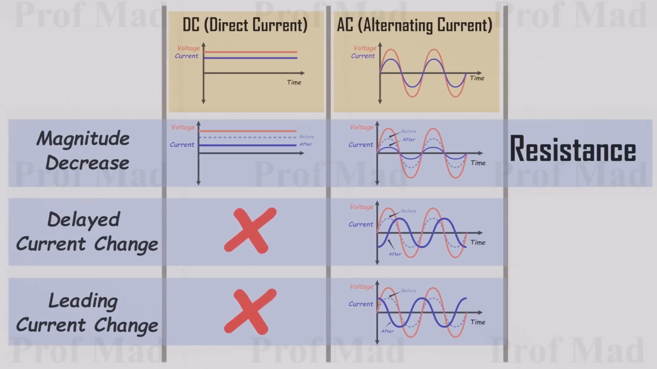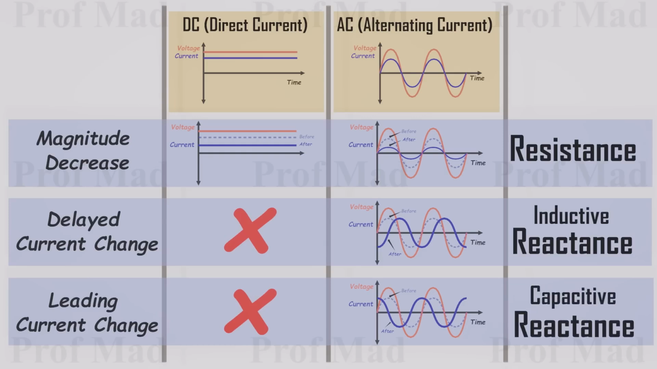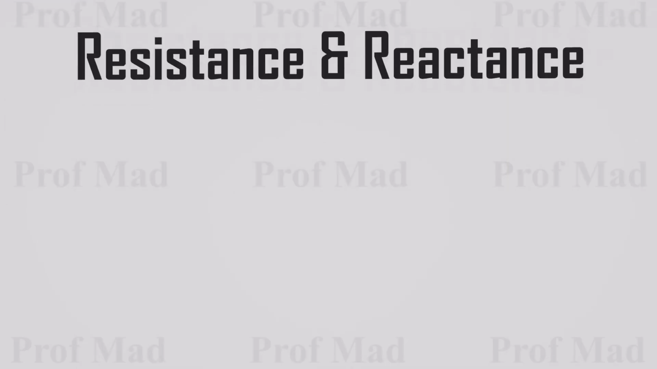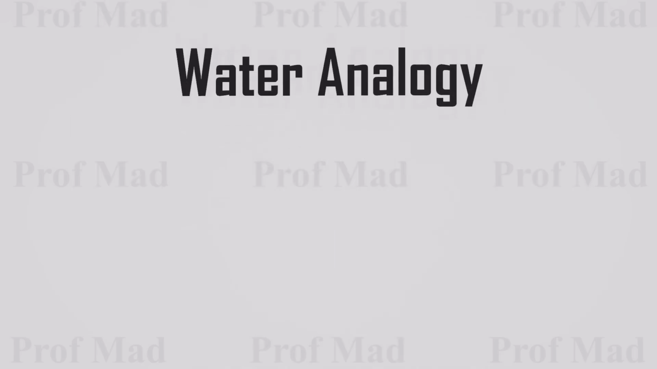We attribute the first type of current change to the resistance of a component. The second and third types of changes occur due to the reactance of the components. More specifically, inductive reactance causes the current to lag behind the voltage, while capacitive reactance causes the current to lead the voltage. Now let's discuss resistance and reactance. To gain a better understanding of these concepts, we need to explore the behavior of resistors, inductors, and capacitors. Let's try to grasp these concepts using a water analogy.